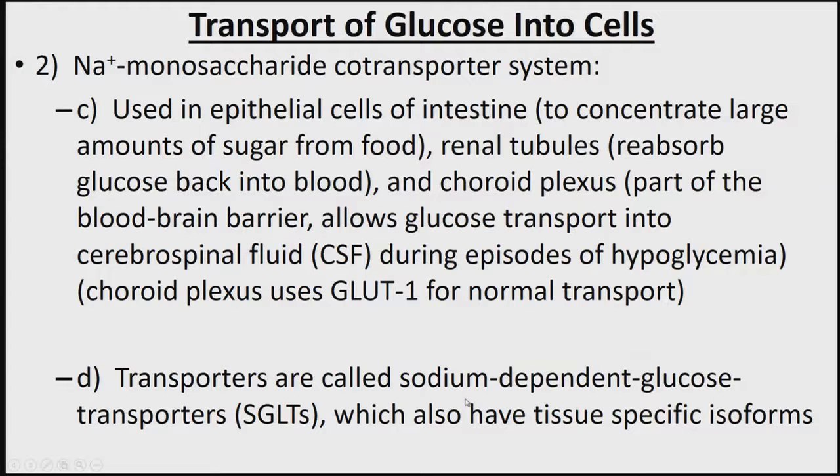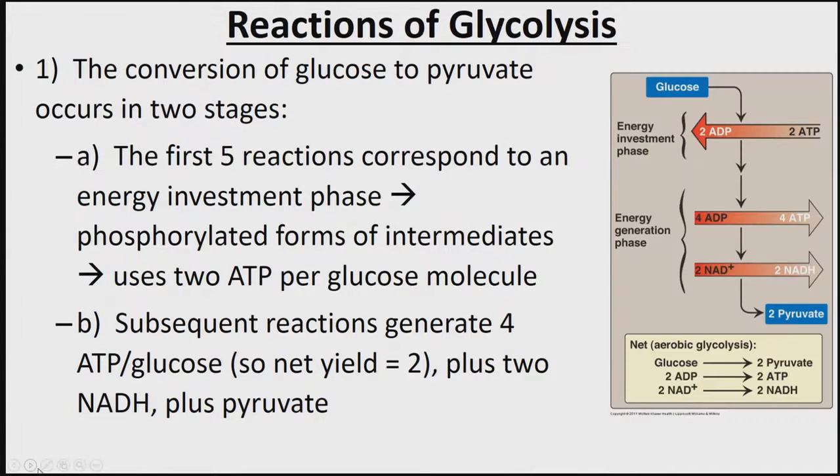So these transporters are called sodium-dependent glucose transporters. There are also tissue-specific isoforms of these, but we're not going to go into any specific ones. The GLUTs, I think it's important to know those 4 GLUTs. Those are fair game for board exams, so I would ask you to know those, but we're not going to go into any specifics of the SGLTs.